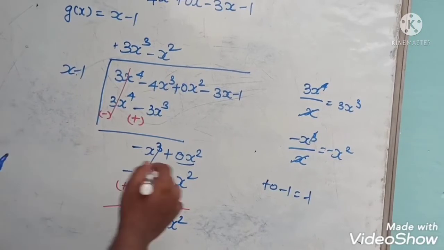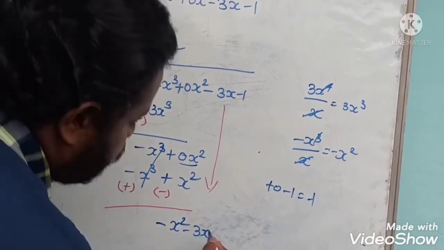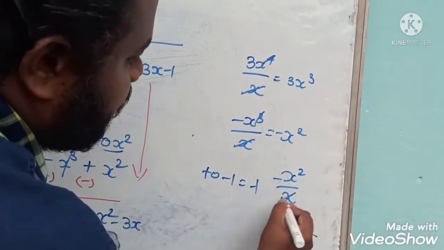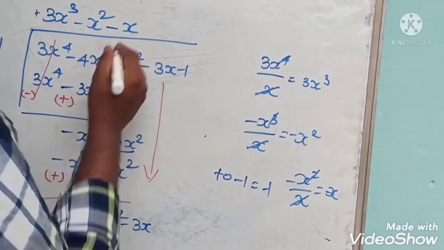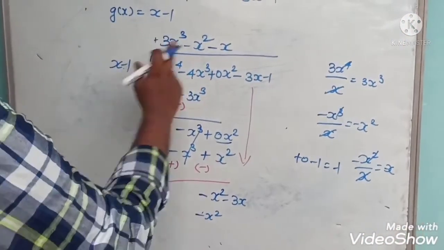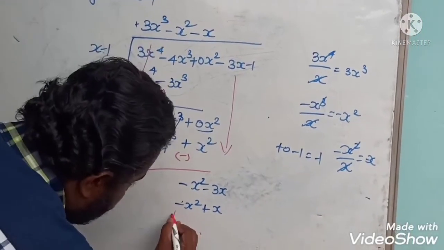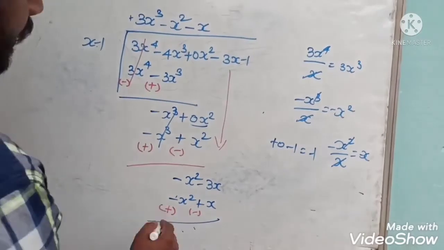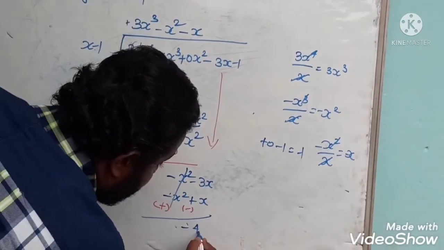So now we take another term, minus 3x. We compare minus x square divided by x, we get minus x. So plus into minus, minus x square, minus into minus, plus x. Now again we change the symbol, plus, minus. What do we get? It will cancel. Minus 3 minus 1, we get minus 4x.